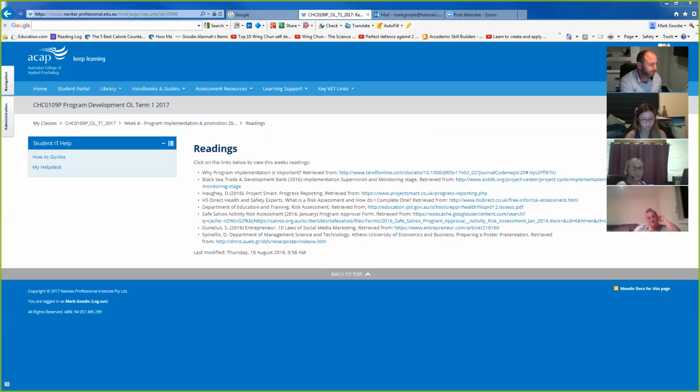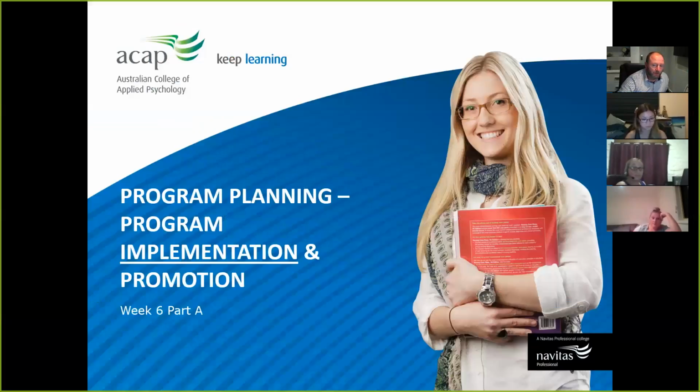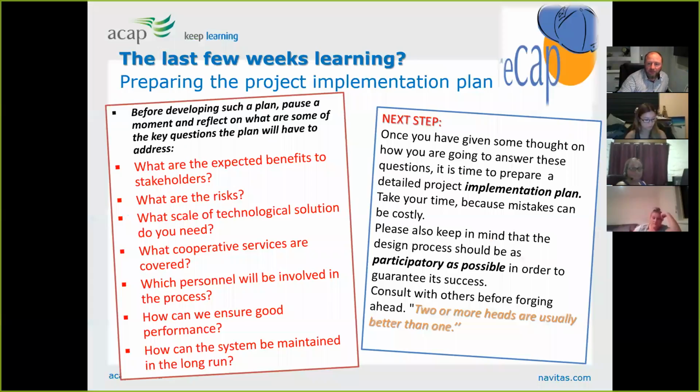Right, so within this, we're talking about planning a program. Should pop up now. Beautiful. Okay. And so this is just a step back to last week, where we were talking about expected benefits and some of the key questions that the plan will have to address.